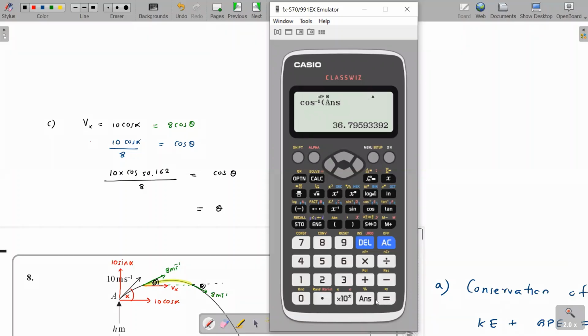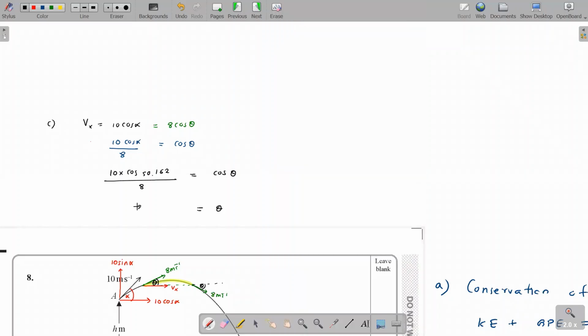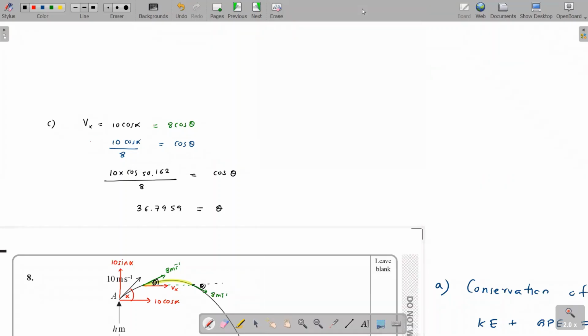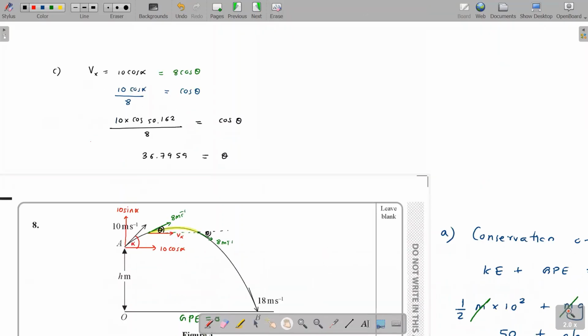And I get 36.7959. Is that okay? I get 36.7959. Now, I have the theta value here. So all I need to do is to find the time duration to go from this point.